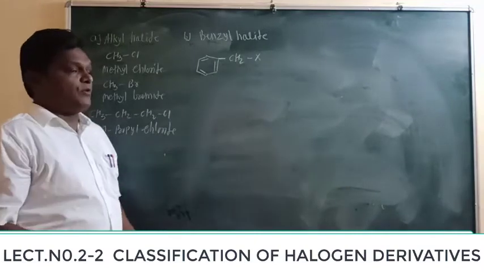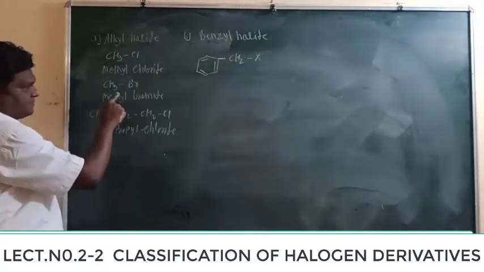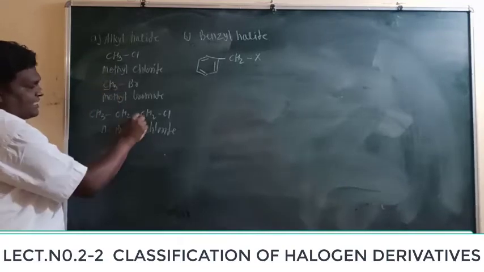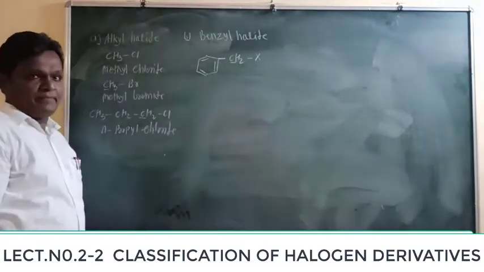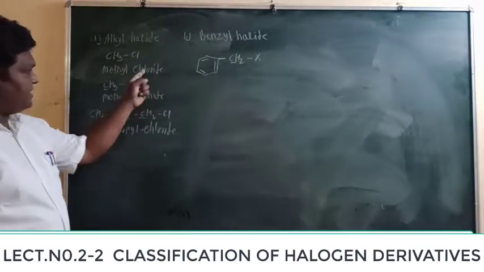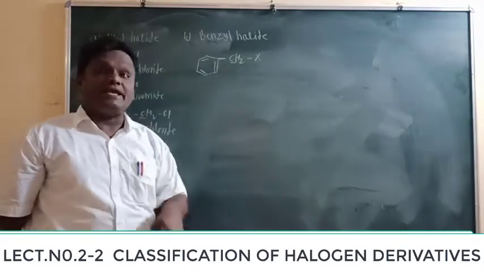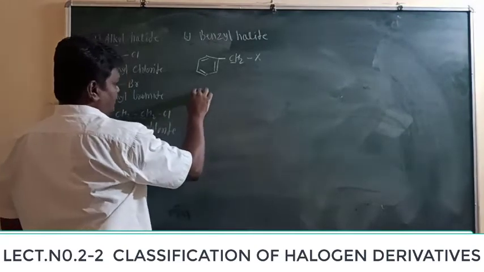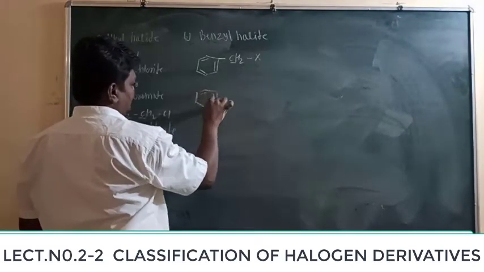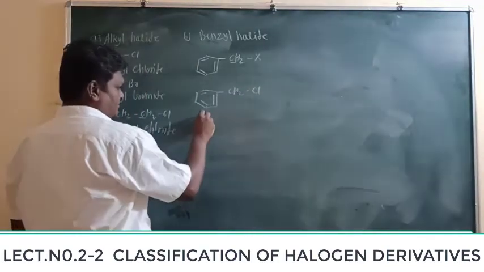One very important thing is, if you look at this carbon atom, it undergoes sp3 hybridization. This carbon atom is also an sp3 hybridized carbon atom. So, in both these cases, the halogen atom is attached to a carbon atom which is sp3 hybridized. We will write one other example for this. This is benzyl chloride.